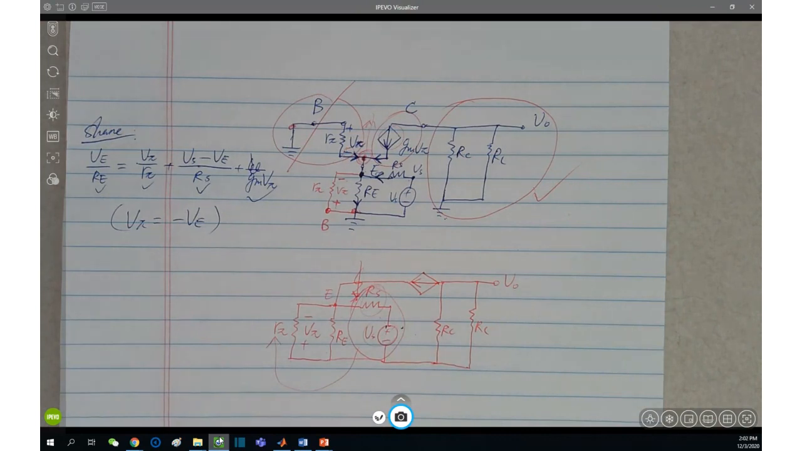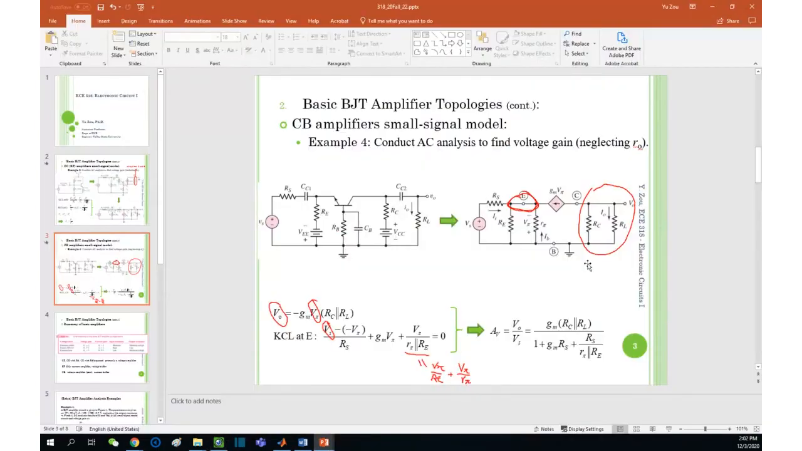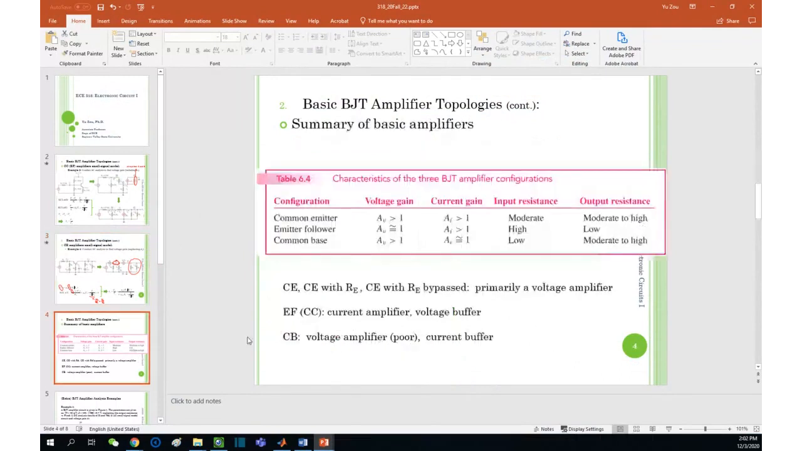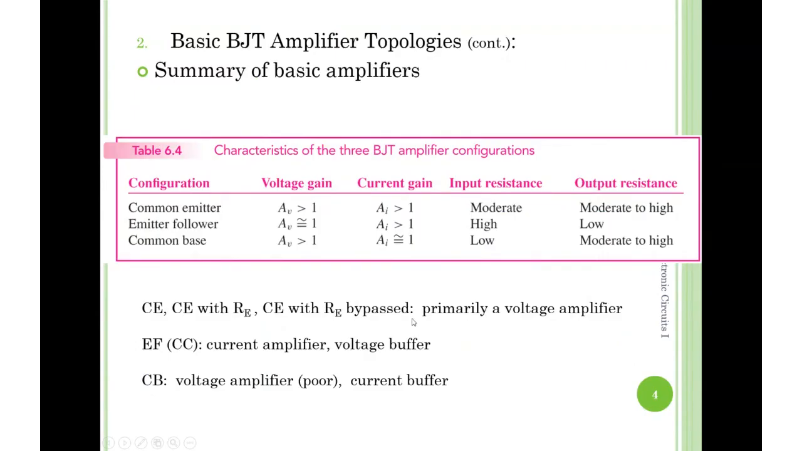All right, any other questions? Any concerns? If nothing, then let's finish today's very last page here. Here's a summary of the basic BJT amplifiers, in terms of voltage gain, current gain, input resistance, and output resistance. It's very important. For common emitter, the gain is generally greater than 1, and the current gain is greater than 1. Input resistance is moderate. Output resistance is moderate to high.